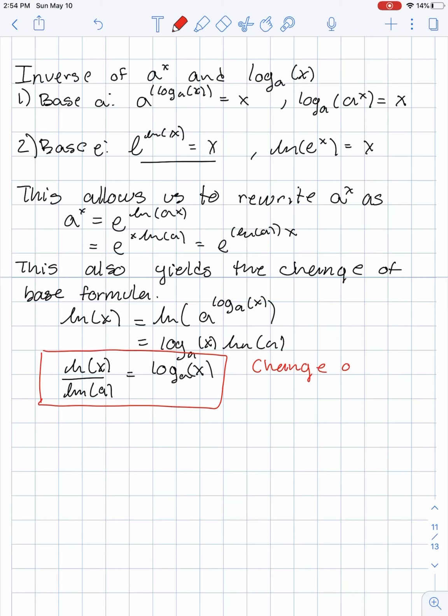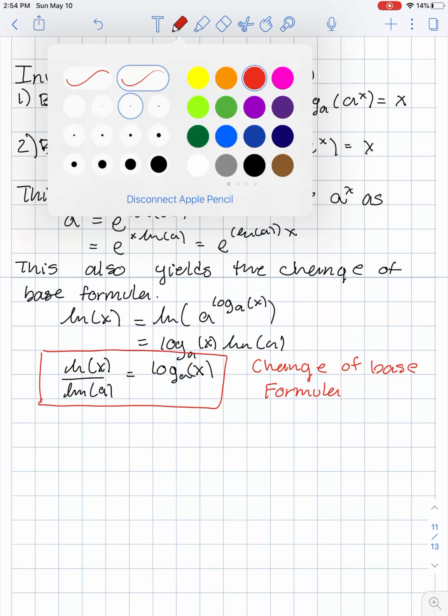This is what we call the change of base formula.